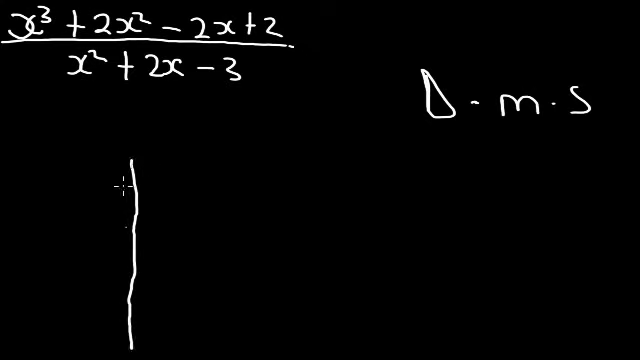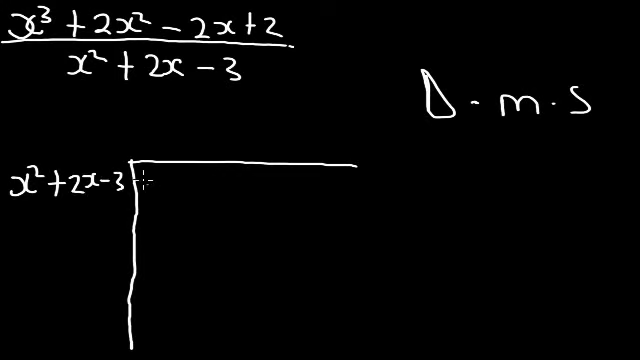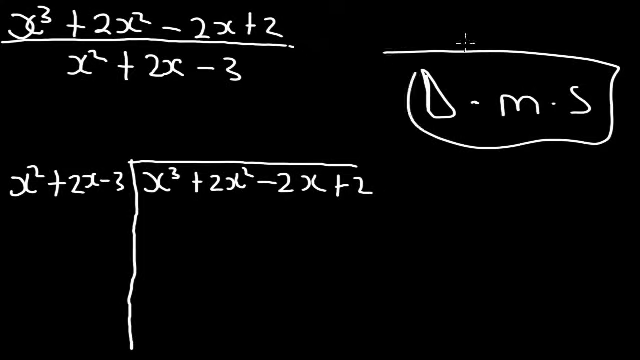So first, you need the table. Outside the table, you have to write or insert your divisor. Don't forget, this is known as the divisor. This is known as the dividend. Okay, so the divisor is x squared plus 2x minus 3. Inside the table, insert your dividend, x cubed plus 2x squared minus 2x plus 2.